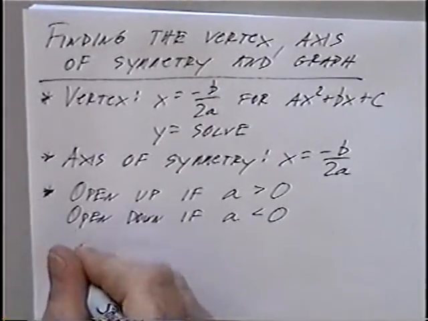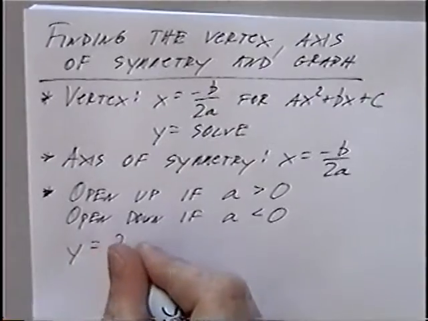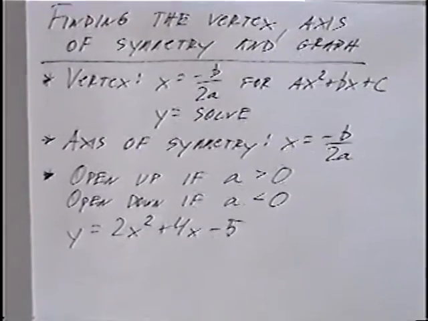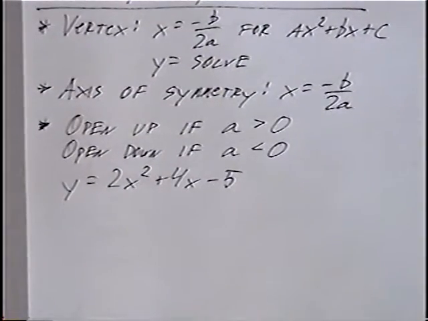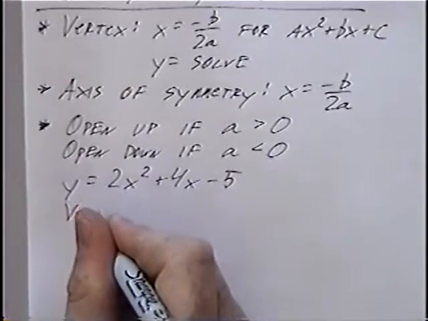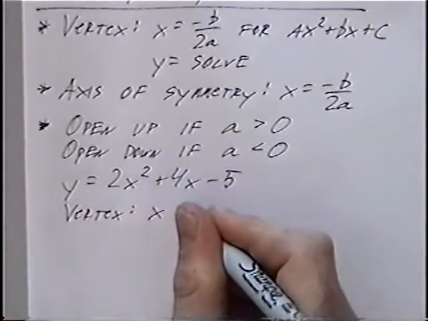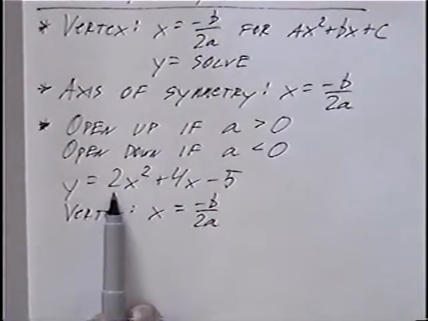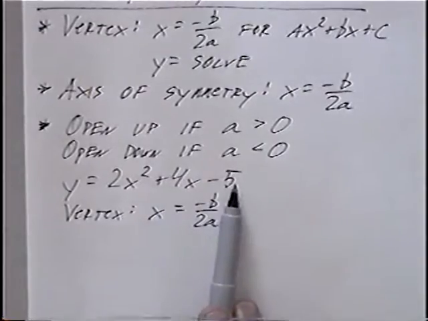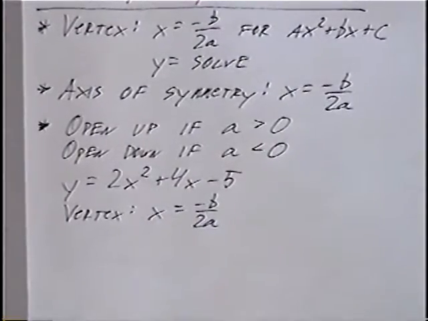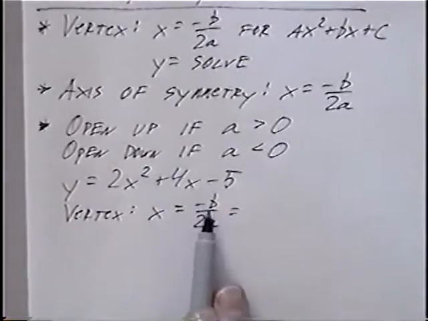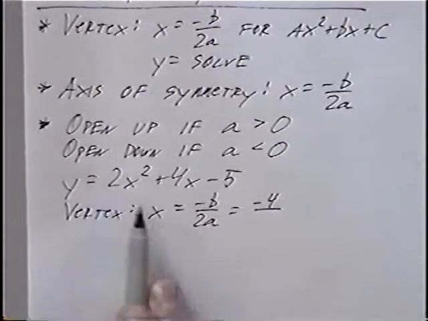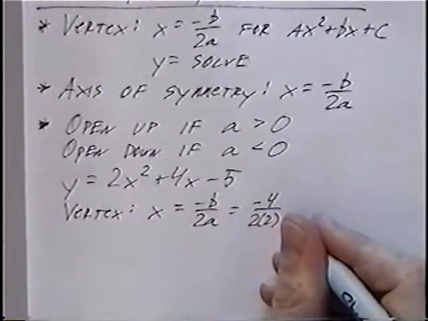First question we'll solve. y equals 2x squared plus 4x minus 5. To find the vertex, again we'll use the equation negative b over 2a. a is the number in front of x squared, b is the number in front of x, and c, which we'll get to in a little bit, is negative 5, the last number. So negative b, the middle number is 4, which would be negative 4. 2 times a, the first number, which is 2, so 2 times 2.